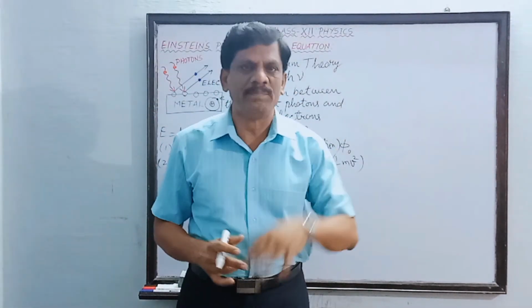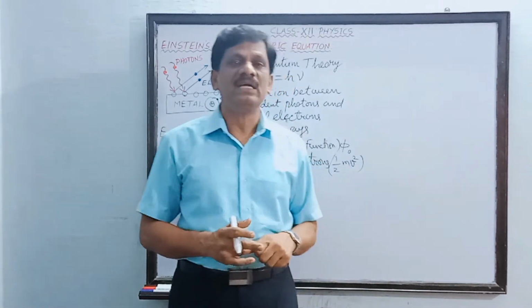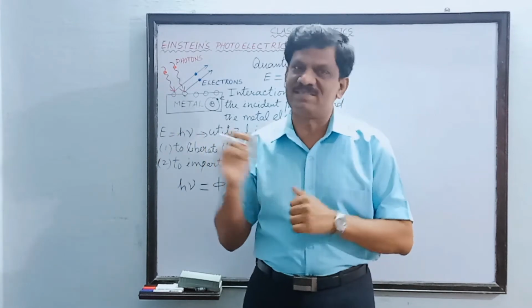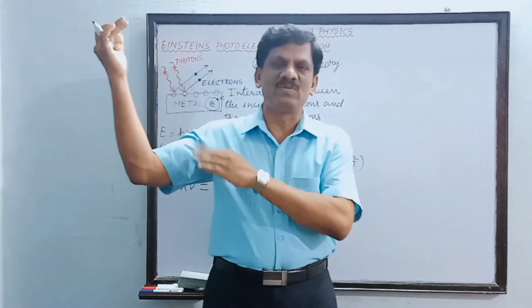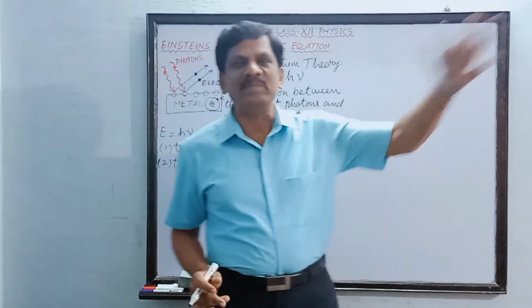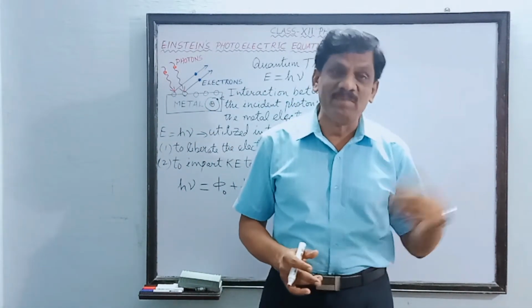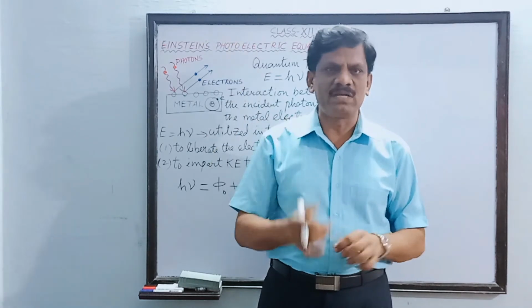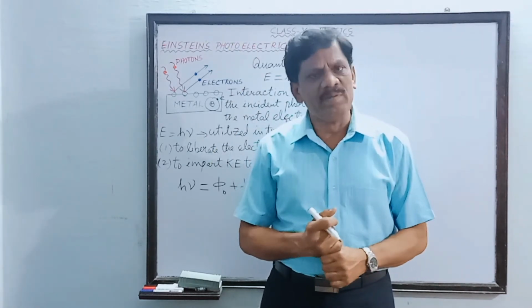be emitted. In the previous class we have studied that there is a relationship between the photoelectric current and the intensity. So intensity means what? Number of photons incident per second. And current means what? Number of photoelectrons liberated per second. Both are equal. Therefore, for every single photon, one single electron will be liberated.